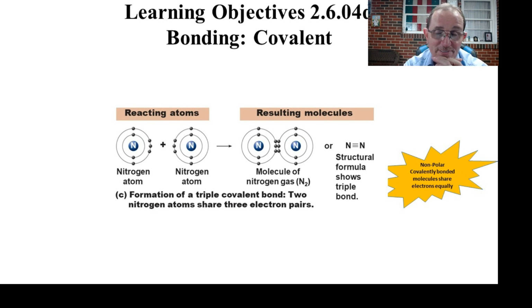Nitrogen, which is like 78% of our atmosphere, has 5 electrons in its outer shell, so it needs 3. So these guys have to share 3 pairs to be molecular nitrogen, and you can see there, triple bond, you see 3 lines there, and that's all it means. It's a triple bond.